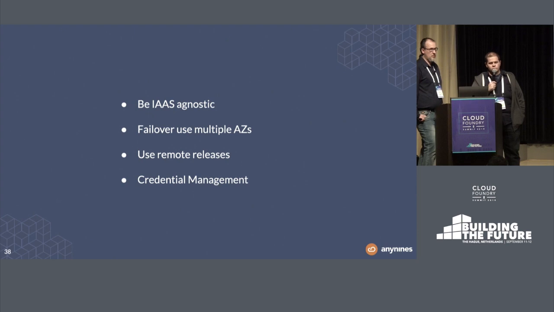You want to be able to redeploy the software that you deployed on AWS, maybe on Azure, or maybe on your own on-premises system. Either way, be as IAAS agnostic as you can in order to make your manifest as useful as it can be.